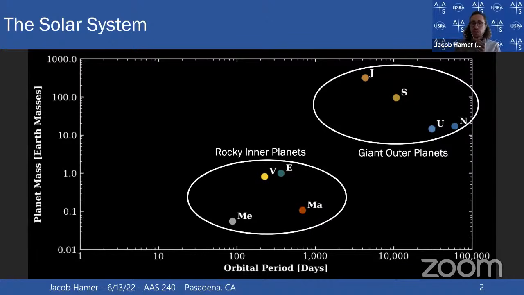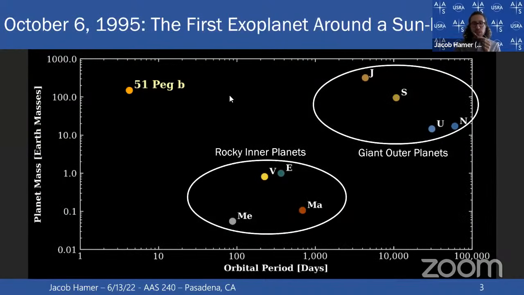And so all of this came together to give astronomers a pretty distinct idea for how planet formation occurred. But then on October 6, 1995, two very important things happened that allowed me to be here today. First of all, I was born. And second of all, the first exoplanet around a sun-like star was discovered, and it was called 51 Peg B, which I've placed on this plot, which shows the orbital period of the planets versus their mass.